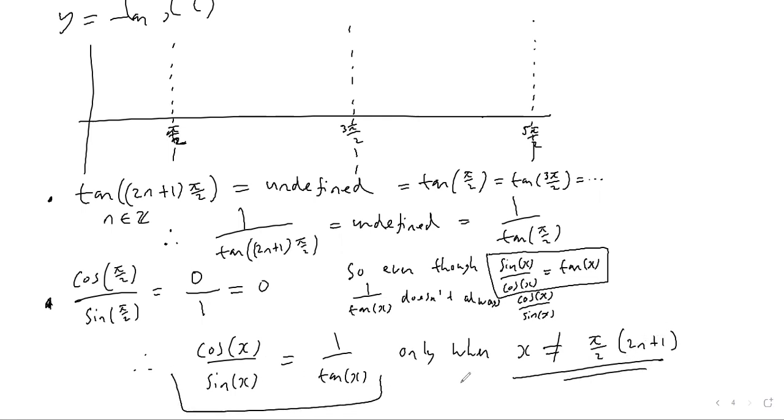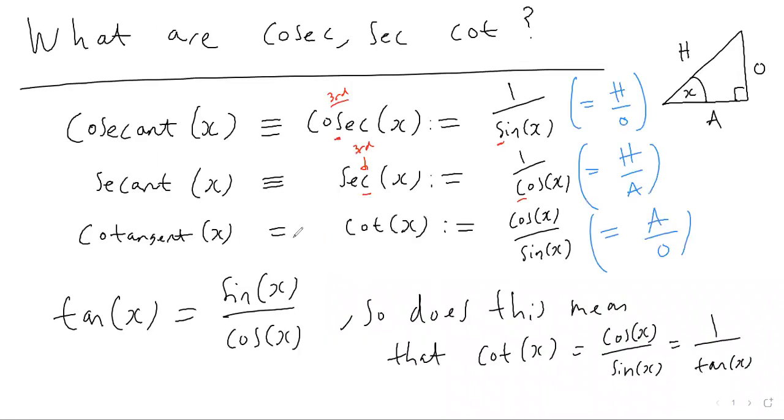So what I'm trying to say is, if we go back here, cot is actually defined to be cos over sin. That's the definition you need to know. But it is equal to 1 over tan when x does not equal pi over 2 times an odd number, where n is some integer, any random whole number.